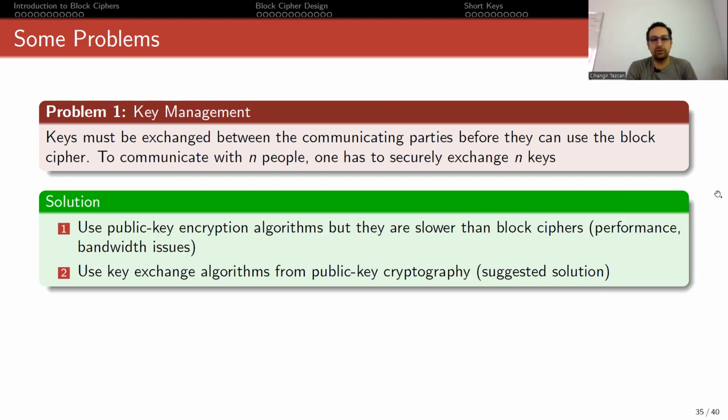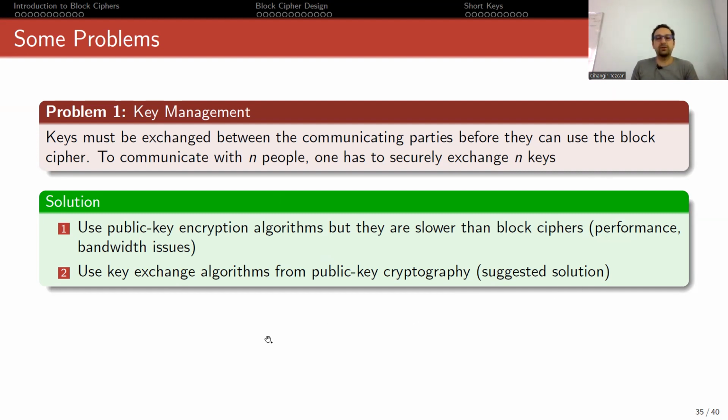One solution is using public key encryption algorithms like RSA or ElGamal. But the thing is that they are slower than block ciphers or stream ciphers. So they cause a performance issue, and also bandwidth issues, because in block ciphers the plaintext and the ciphertext lengths are identical, right? But in public key algorithms, the size of the ciphertext might be larger than the plaintext, so you are actually sending extra data. This might cause a bandwidth issue. Not that much, but still, there is no need to do it if we can use a block cipher.